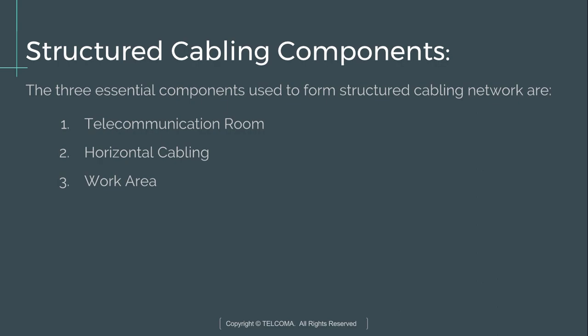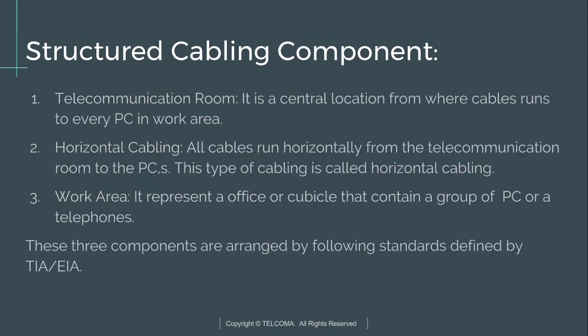In structured cabling, there are three components: the telecommunication room, horizontal cabling and the work area. The telecommunication room is a central location from where cable runs to every PC in the work area. It acts as the central location where the connection from every device is terminated. Next is horizontal cabling. This is a cabling technique used to connect the devices of the work area and the telecommunication room. All cables run horizontally from the telecommunication room to the PCs in the work area, so this type of cabling is called horizontal cabling. Next is the work area. The work area represents an office or cubicle that contains a group of PCs or telephones. These three components are arranged following standards defined by TIA or EIA.